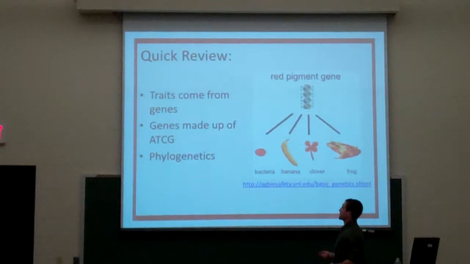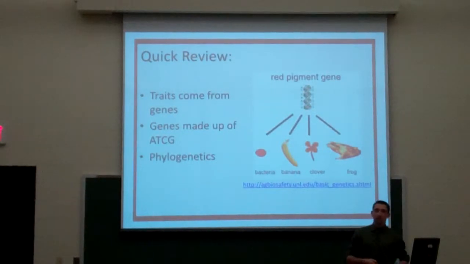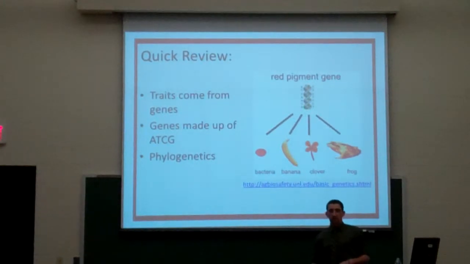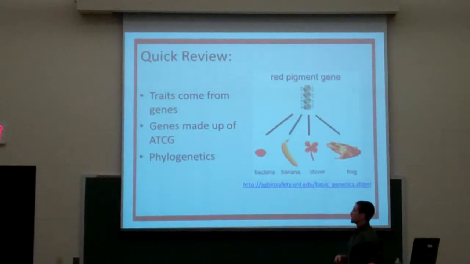It's the traits that come from genes, as you can see right here. This is a genome sequence that makes up the red pigment. These genes are made up of adenine, thymine, guanine, and cytosine. And then phylogenetics. Phylogenetics is the comparison between species of their physical traits related to their genes. So you can see here in the picture, the red pigment is in all of these species right here. And this is the trait that makes it up. So this helps with comparing these genes and seeing where these genes or traits appeared in evolution.